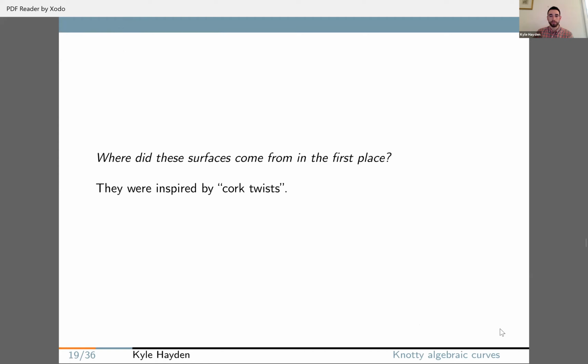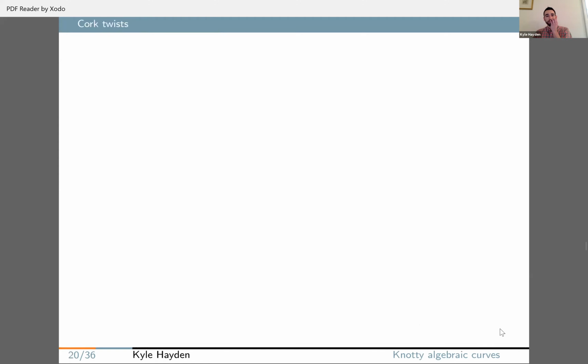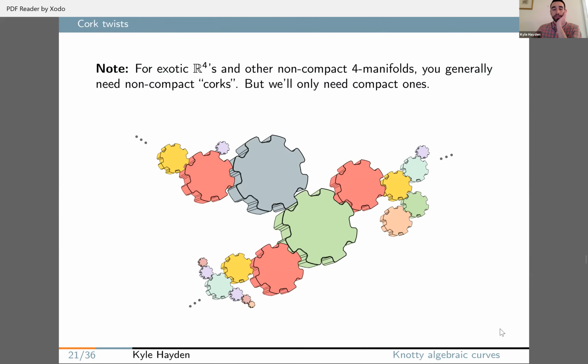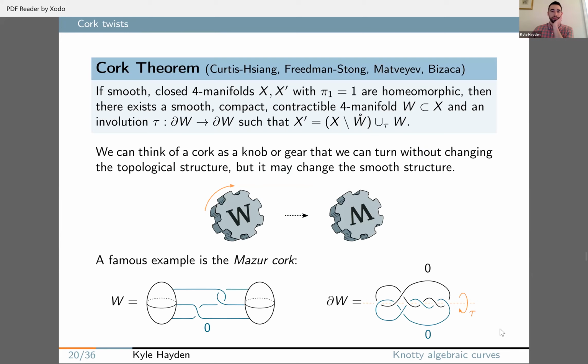Okay. But the real thing I wanted to get to is where did these surfaces come from? And so I'll just end with a quick cartoonish depiction of that story. There's something known as the Cork theorem for 4-manifolds, which basically localizes the existence of exotic smooth structures. It says if I have two simply connected closed smooth 4-manifolds, then I can find some contractible submanifold of one such that if I cut it out and reglue it differently, I get the other smooth structure. So you can think of a cork as some kind of knob or a gear that you can cut out and reglue, so you can turn it inside your 4-manifold to change the smooth structure, but it doesn't change the topological structure.